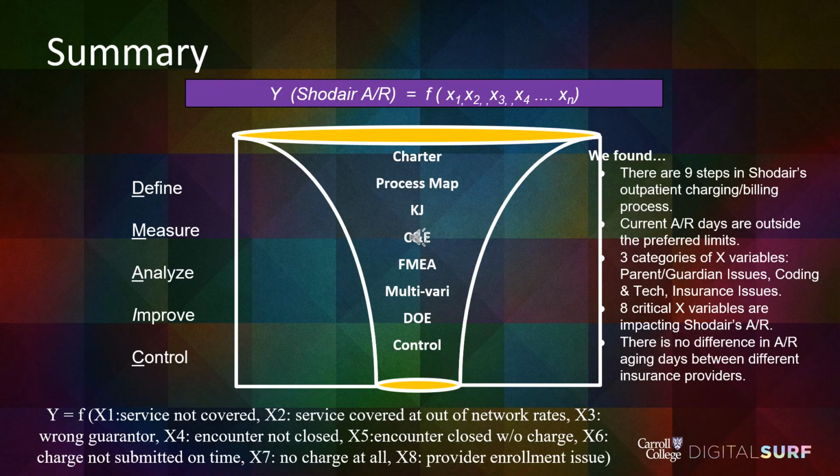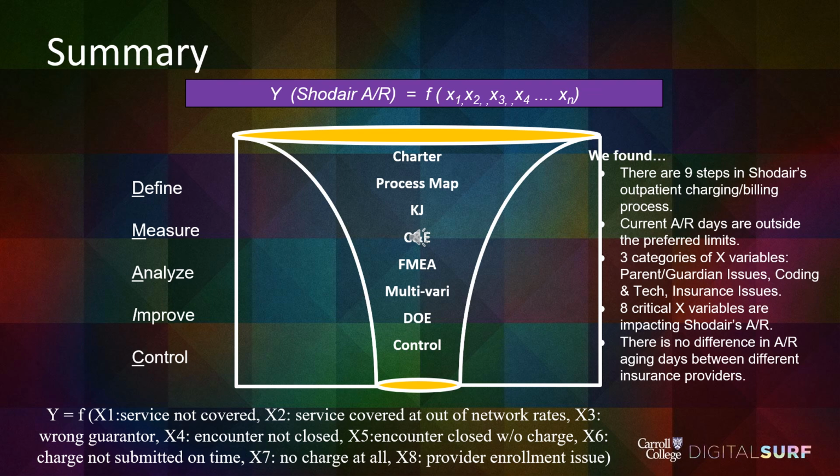Let me summarize what this all means. Through the Six Sigma DMAIC process, we found that there are 9 steps in Shodair's outpatient charging and billing process. Currently, accounts receivable is performing well outside the preferred limits, running at roughly 56.5 days over the last 7 months, instead of somewhere between 40 to 47. After narrowing down some of the X variables, we found that there are 3 categories of X variables, and they are parent-guardian issues, coding and tech issues, and insurance issues.